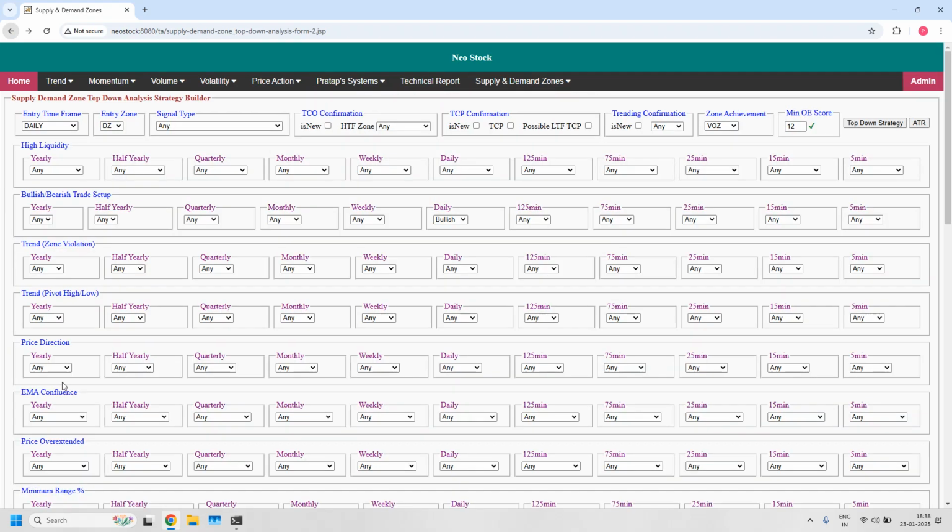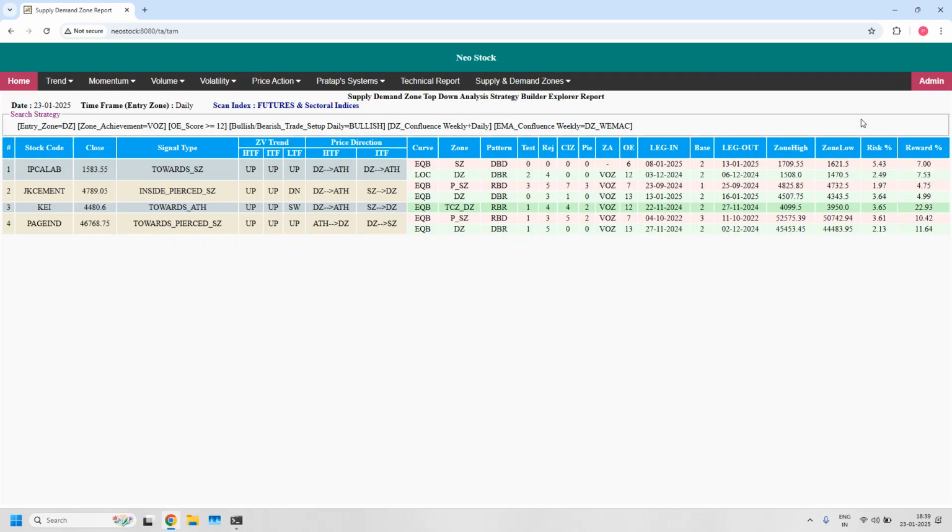So let's set the EMA filter. In the EMA at weekly time frame, I am selecting the filter weekly demand zone having weekly EMA confluence. With this filter, we got 4 stocks out of 7. So these 4 stocks are supporting even more high probability to get the success. Maybe that is the reason why some of these stocks are already tested. Some have even been tested more than once. Look into the rejection count. More than once they tested.